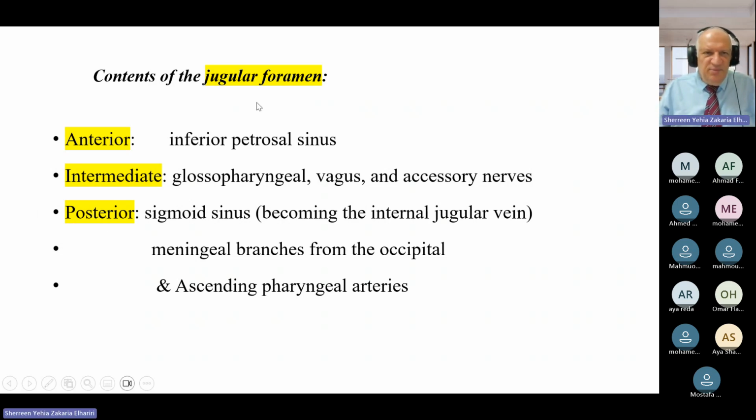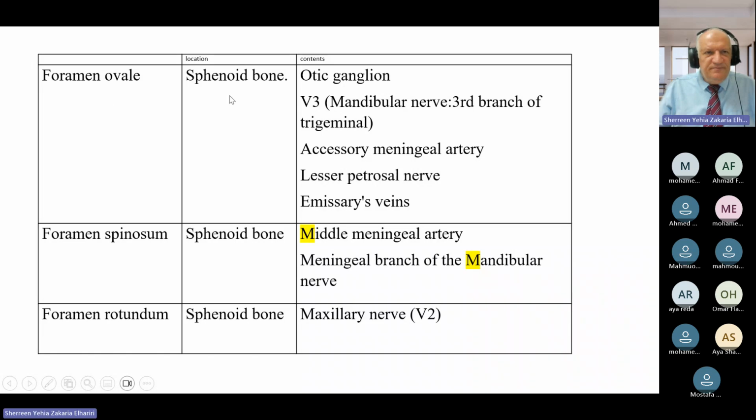We have the posterior jugular foramen, where the sigmoid sinus becomes the internal jugular, the meningeal branch of the occipital, and the ascending pharyngeal artery. Foramen ovale in the sphenoid bone: we have otic ganglia, mandibular nerve, trigeminal, accessory meningeal artery, lesser petrosal. Of course, you don't need to know all these, just the big arteries or big nerves. Again, foramen spinosum, middle meningeal artery, meningeal branch of mandibular, and foramen rotundum, maxillary nerve.